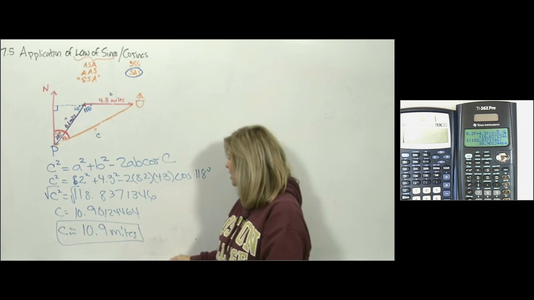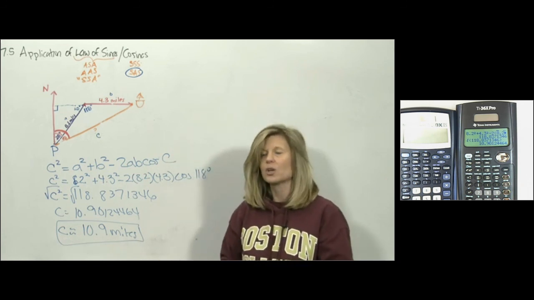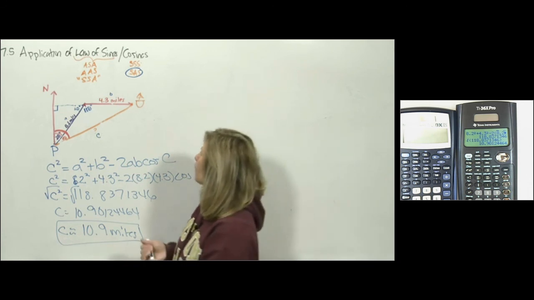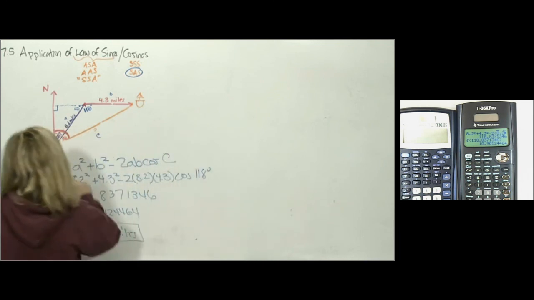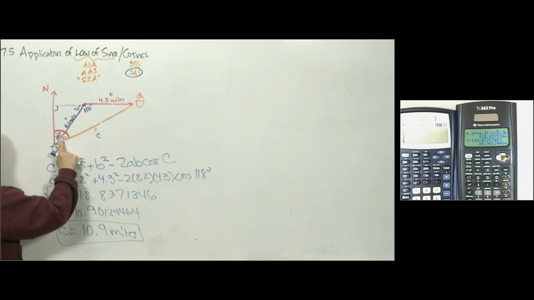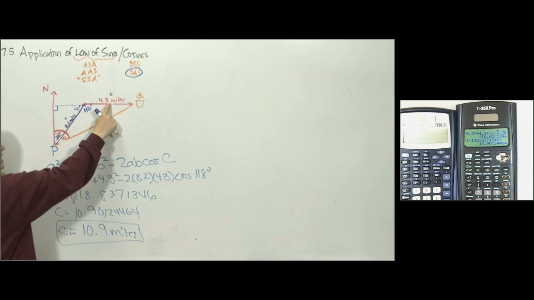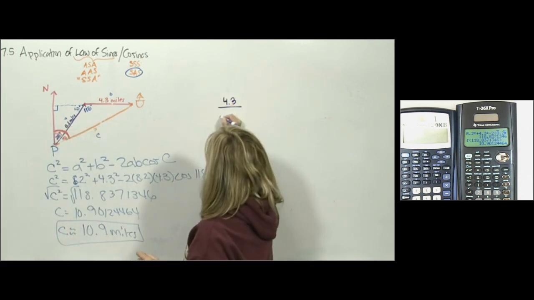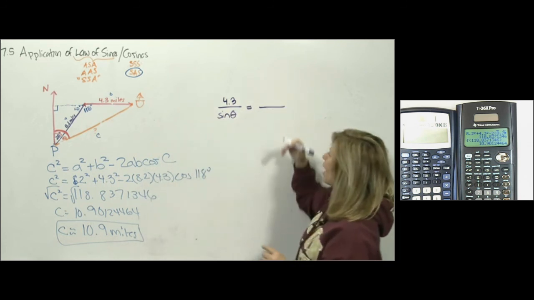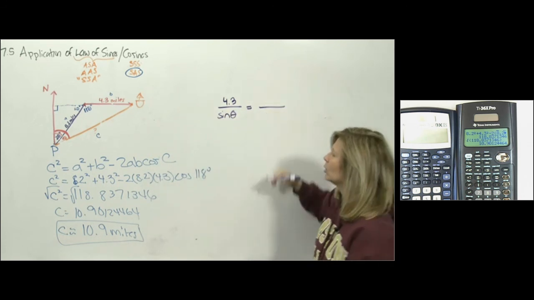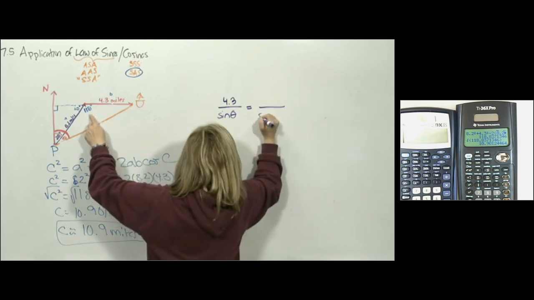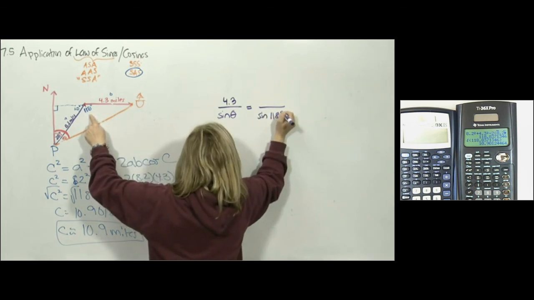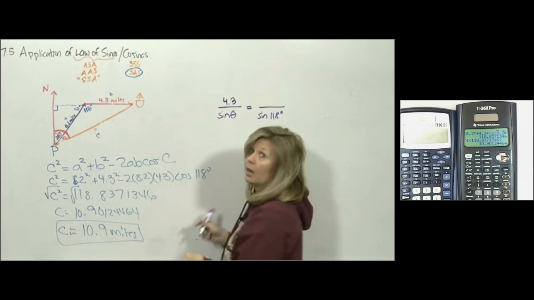When I use law of sines, I need to set up two fractions, a proportion. Well, your proportion is going to be, obviously you want to find this angle, so it's across from that side. So that's how we're going to start. We're going to say 4 3/10 miles is the sine of angle theta. Your other fraction needs to be a side and an angle. Well, you know you had 118 degrees, so you need this side.